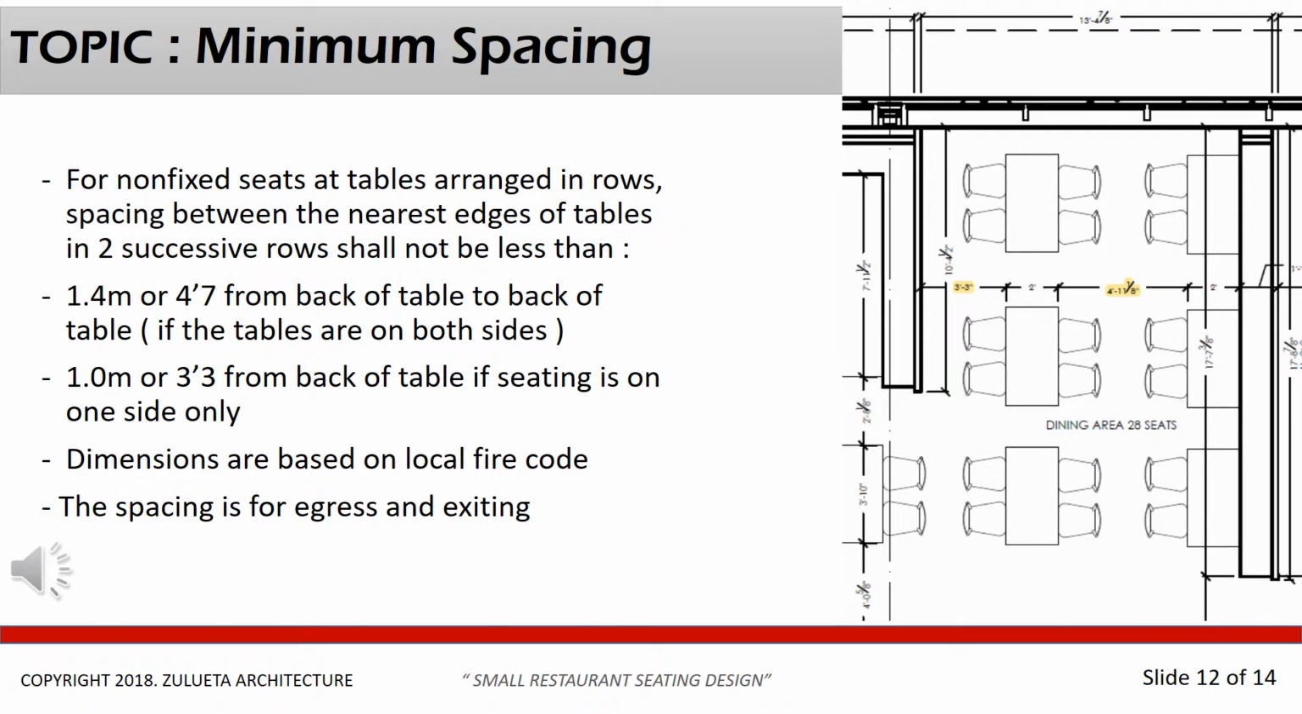Minimum spacing. For non-fixed seats at tables arranged in rows, spacing between the nearest edges of tables in two successive rows shall not be less than 1.4 meters or 4 feet and 7 inches from back of table to back of table if the tables are on both sides, 1 meter or 3 feet and 3 inches from back of table if seating is on one side only. These dimensions are based on local fire code. You need to follow proper spacing for egress or exiting.